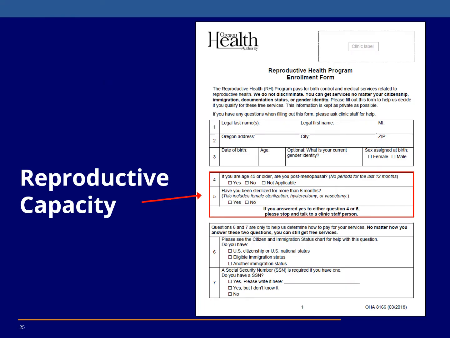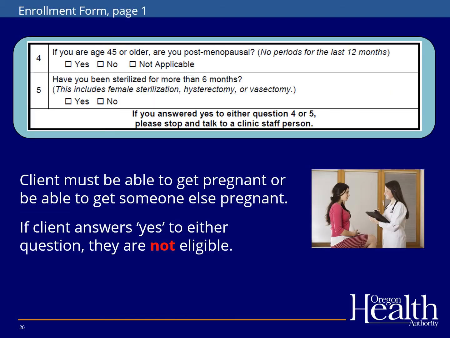Then we come to questions 4 and 5, which ask about the client's reproductive capacity. All of our funding streams require that the client either be able to get pregnant or get someone else pregnant. So if a client is postmenopausal or has been sterilized, they are not eligible for the RH program.